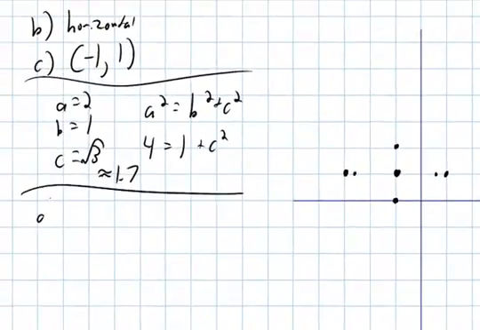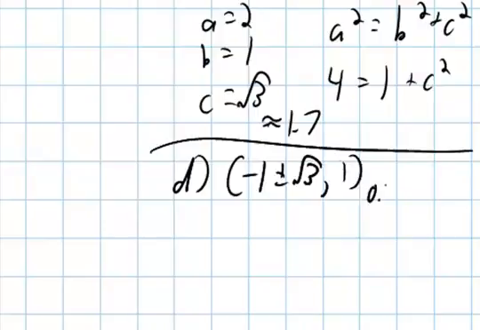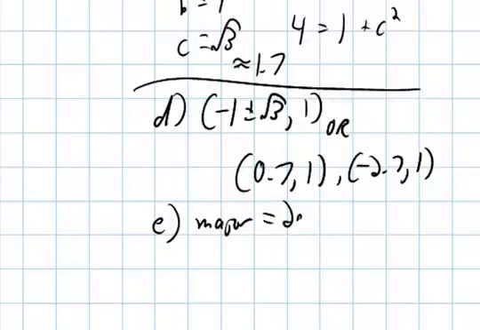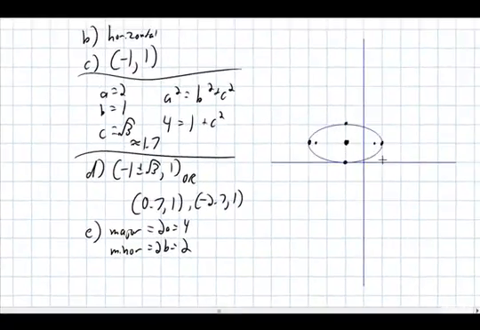Go to step D for the foci. It's going to be negative 1 plus or minus radical 3, comma 1, or negative 1 plus 1.7 or 0.7, comma 1, and then negative 2.7, comma 1. The major axis would be 2a, which is 4. The minor axis is 2b, which is 2. And then just draw the ellipse.